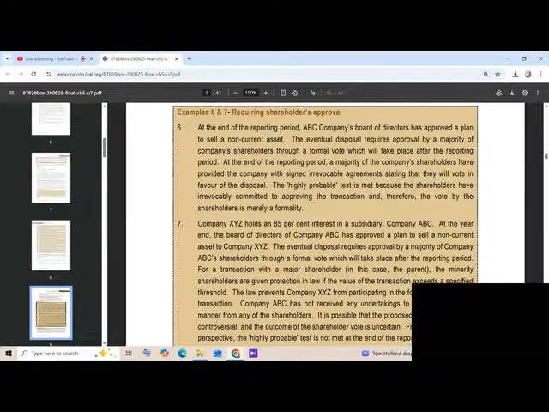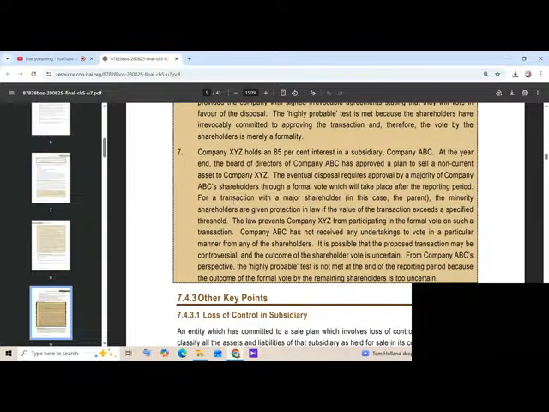Let me read this example once again. Company XYZ holds an 85% interest in a subsidiary, Company ABC. At the year end, the board of directors of Company ABC has approved a plan to sell a non-current asset to Company XYZ. The eventual disposal requires approval by a majority of Company ABC shareholders through a formal vote which will take place after the reporting period. For a transaction with a major shareholder, in this case the parent, the minority shareholders are given protection in law if the value of the transaction exceeds a specified threshold.